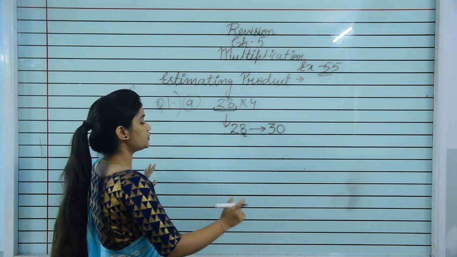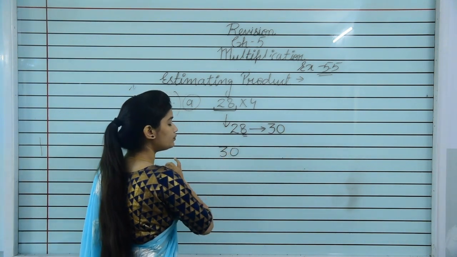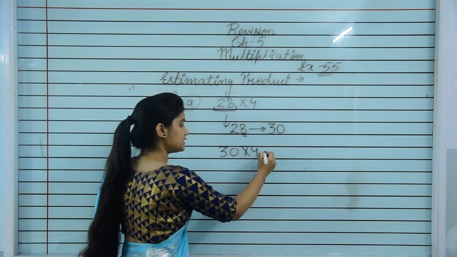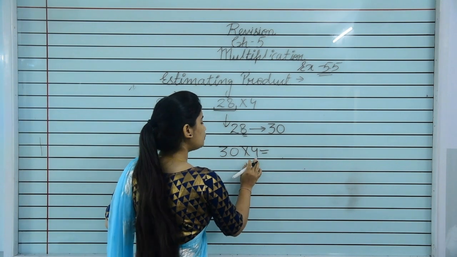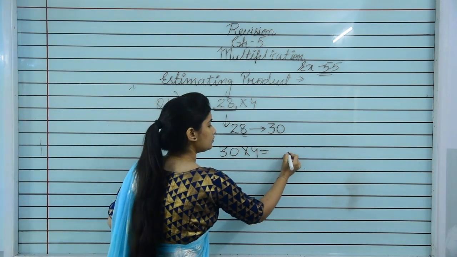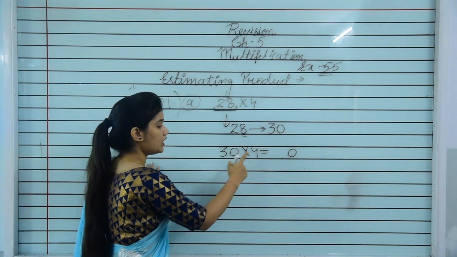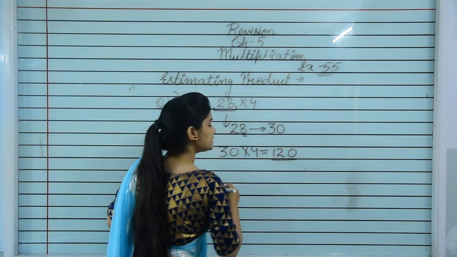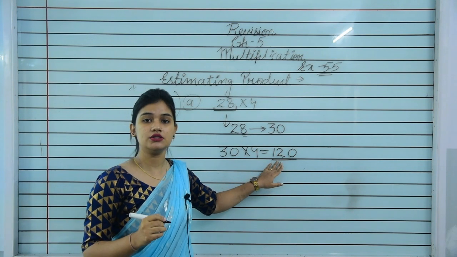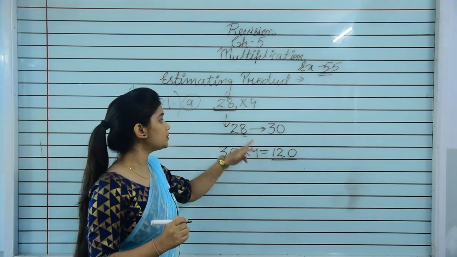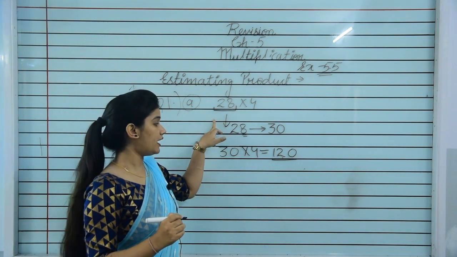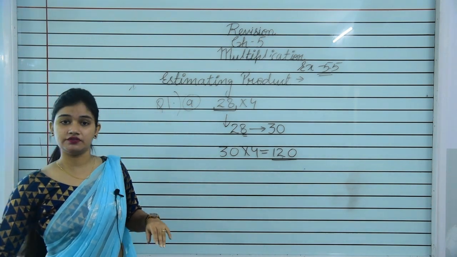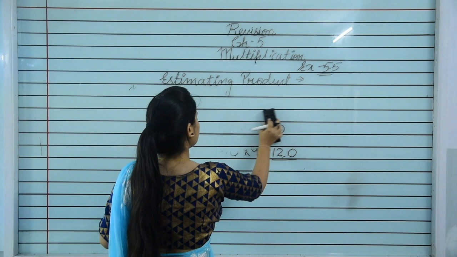Understood students? It means now what did we get? We got the new multiplicand, that is 30 and the multiplier is 4 as it is, and you will multiply 4 into 0 and the answer will come 0 and 4 3s are 12. So the answer will be 120. In this way, first you can find the estimation, then you can find the product. Understood students? Now we see the word problems based on multiplication.